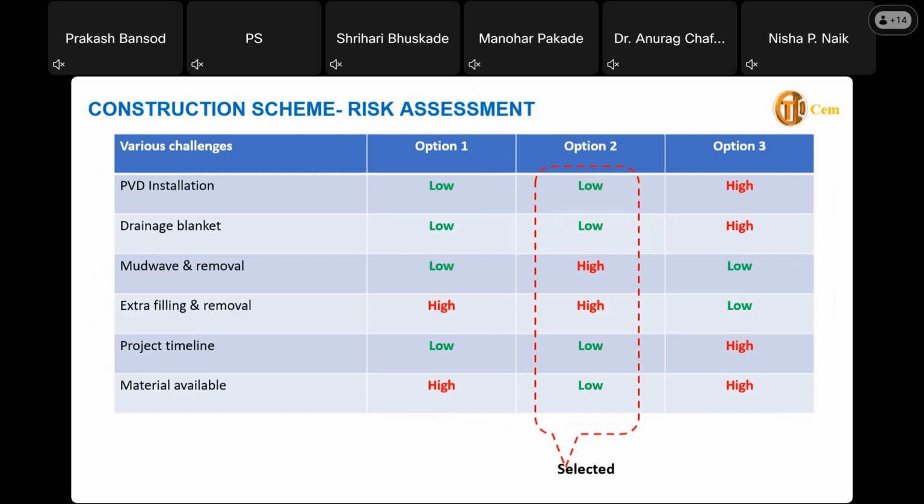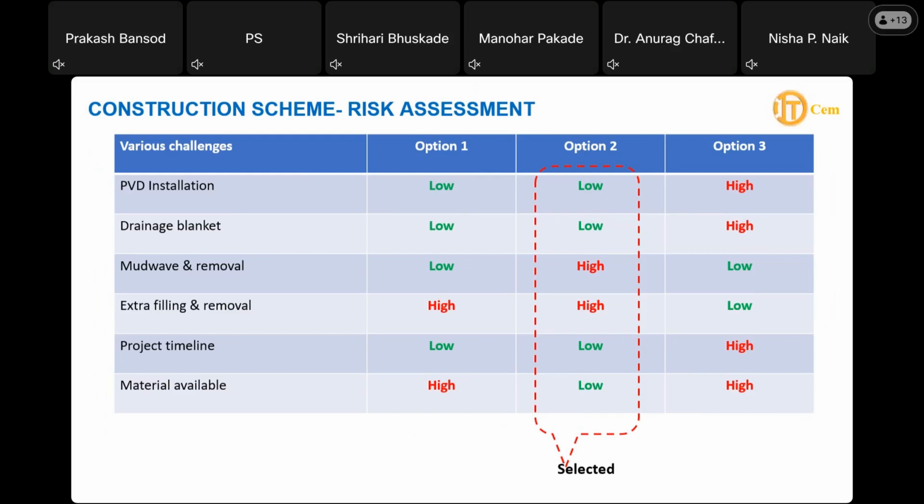The extra filling is also very high because you are doing the first stage filling directly from the top. For project timeline, marine conditions are always tide dependent, and that's why it is high. For material availability, option 2 is of course easy because it is nearby, within 30-40 kilometers. For option 1, the nearest port is Jaigarh, which is around 300 kilometers. And option 3 partly depends on either Jaigarh or nearby Mumbai.